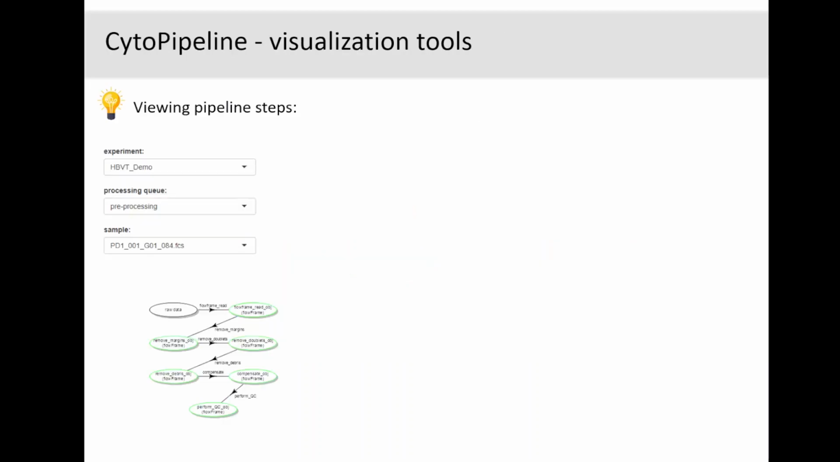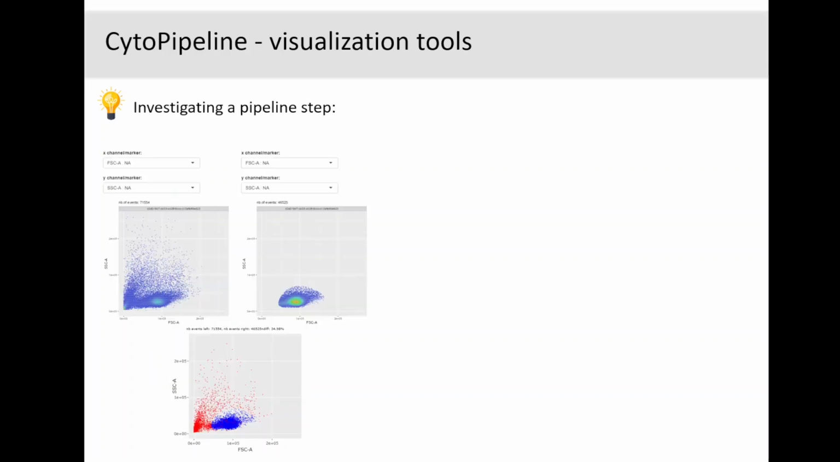That's where CytoPipeline comes into play, because it provides a series of very nice tools to help design such pipelines. A very nice feature is the visualization tools that CytoPipeline provides. For example, here we have the viewing of the different pipeline steps. We can also investigate pipeline steps, digging into them to see and diagnose what happens behind the step.